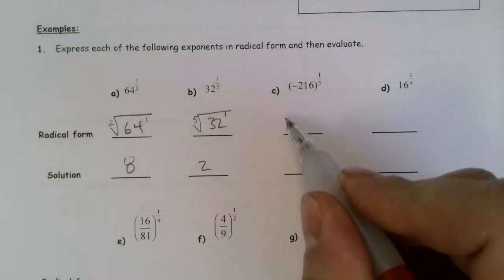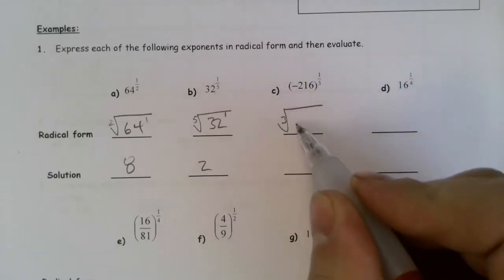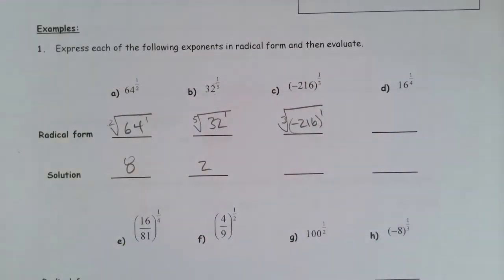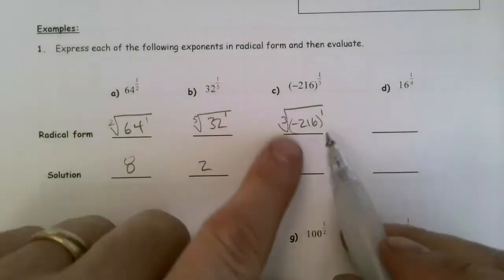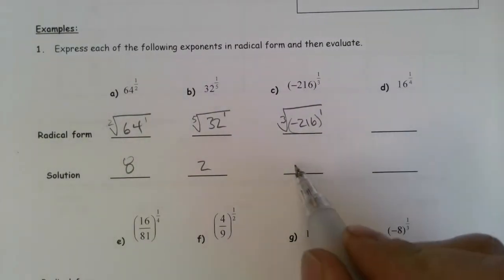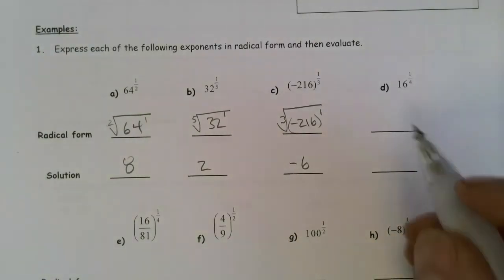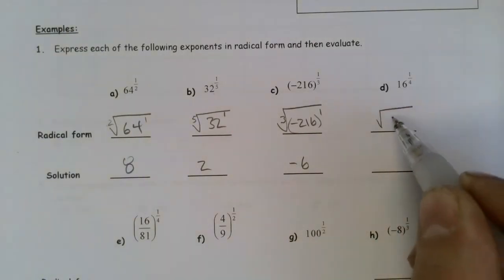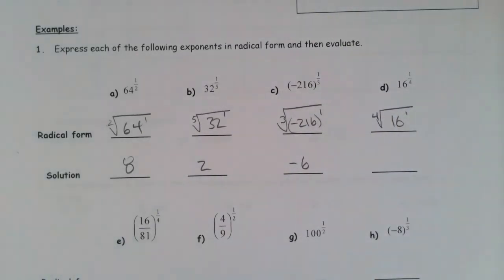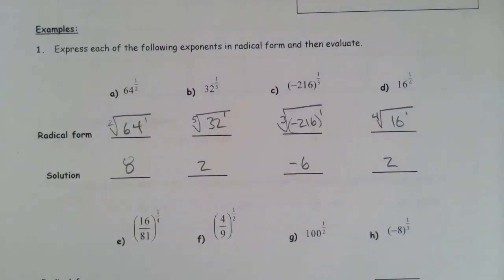Here, this is going to be the cube root of negative 216 to the power of 1. Now, if I'm going to put an exponent there as well, I really do need to put parentheses. And I can go to my calculator, enter that in, and you're going to get negative 6 as a result. And then here, this will be the root of 16 to the 1, and it's going to be the 4th root. So again, I can enter that in my calculator, and I will get that the 4th root of 16 is going to be 2.